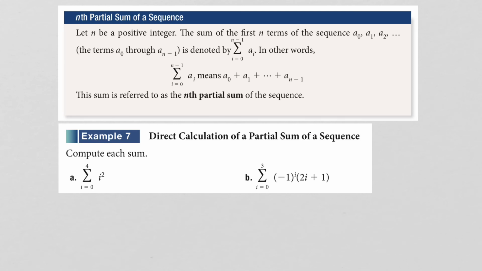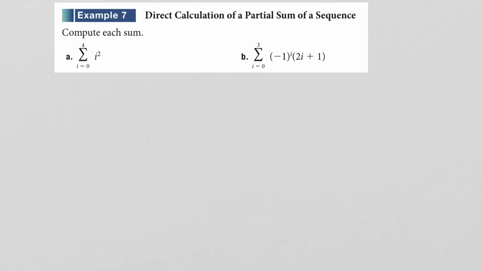Finally, we end with the nth partial sum of a sequence. When you see this sigma notation, sigma just means summation. So if we see sigma of a_i, i equals 0 to n minus 1, it means you're going to plug in the numbers 0, 1, 2, 3, etc. for i, and then add them all up. This is referred to as the nth partial sum. Let's go ahead and take a look at a couple of examples here.